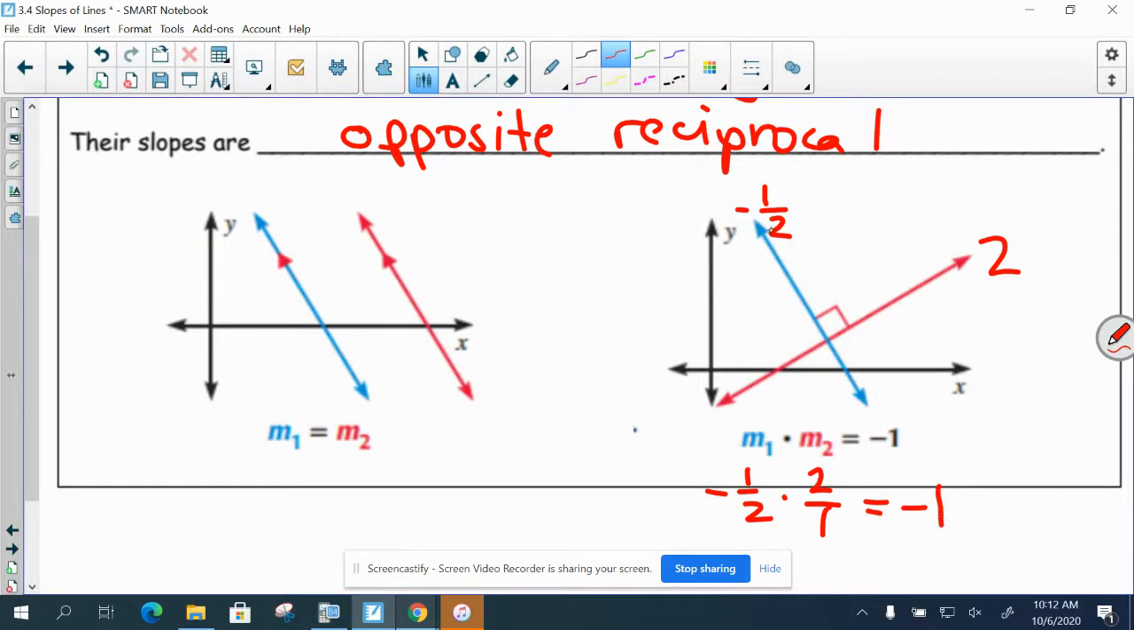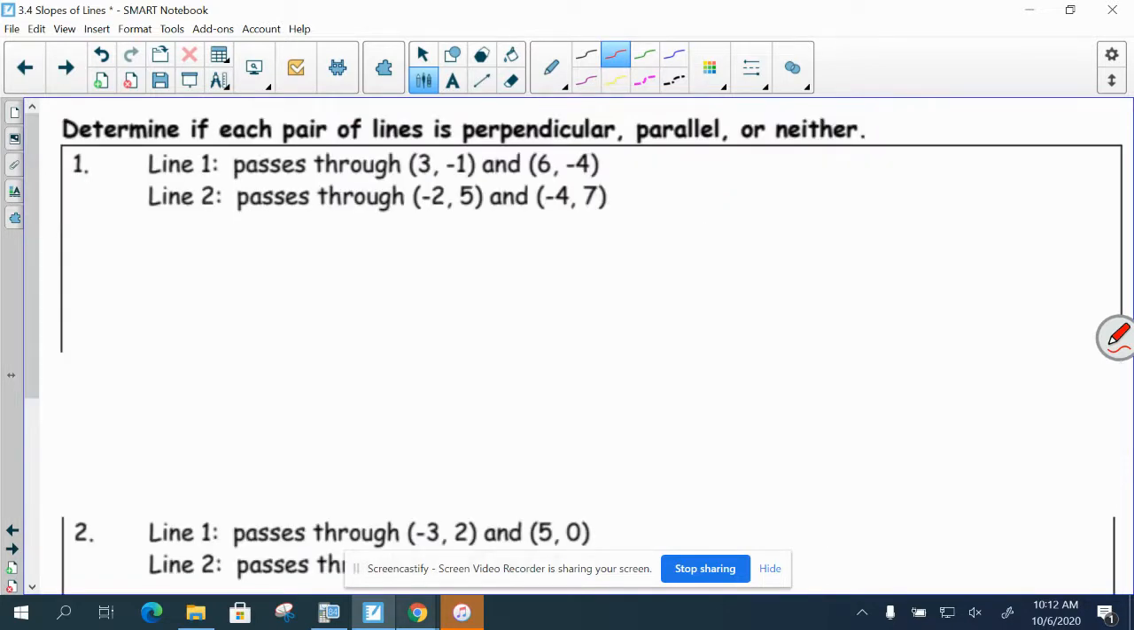So anytime you multiply opposite reciprocals, it actually ends up being negative 1. So therefore, whenever you do M1 times M2, it will also always equal negative 1. I would definitely write this piece of information down because that might not be as obvious to you right now. So go ahead and write that down.